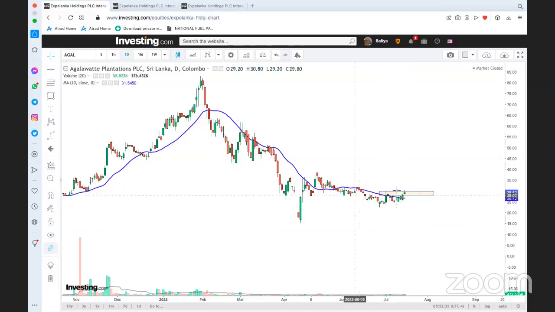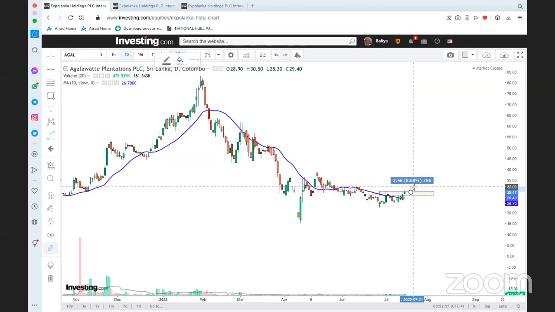Just looking at the price, previous resistance levels, 32 rupees or 31.90. This area of 34.20 or 34.50 or 34.90, and this area of 38.50. So let's say you buy at this closing price of 28 rupees. Is it 28 rupees? 29.40, sorry.